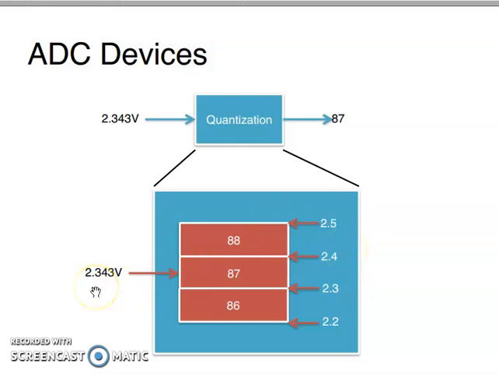If the value of 2.343 volt is captured from the analog sensor outside the system, it falls within this voltage range, which is between 2.3 and 2.4. So the value that will be understood by the ADC module inside the microcontroller is 87. This 87 is in decimal, but when the microcontroller reads the value, it will be converted into its hexadecimal form.